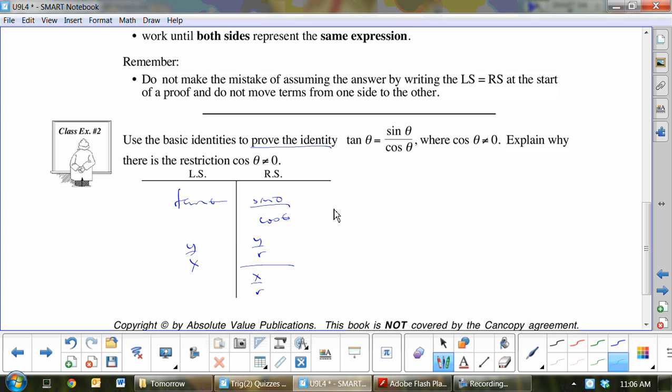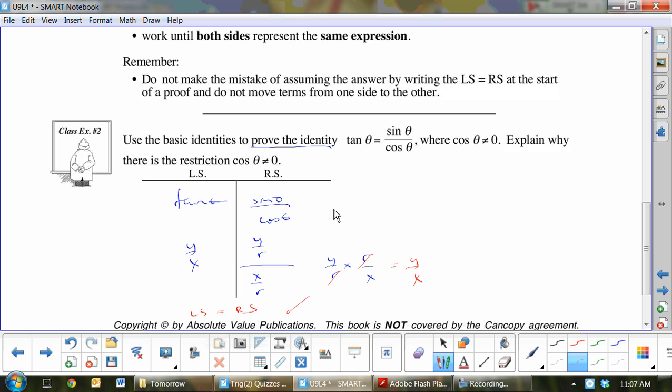Okay. And remember, this is the same thing as y over r times r over x. Those cancel. y over x equals y over x. So I say left side equals right side. Done. Now, it's very rare you're going to be using x's and y's like this, because you're going to have to learn more complex ones. And that's where we're going to go.